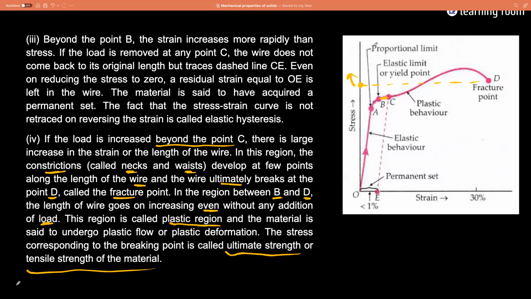Okay, so let's come from the beginning. What is point A called? Proportional limit. What is point B called? Elastic limit or yield point. At point C, what will happen if you release the material? There will be some residual strain set in the material, due to which there will be a permanent set in the shape. After that, the strain will increase at a rapid rate even for a lesser value of load, which means it is attaining a region of plasticity, and at point D, which is called the fracture point, it breaks. The stress corresponding to the fracture point is called the ultimate strength or tensile strength of the material. Am I clear?